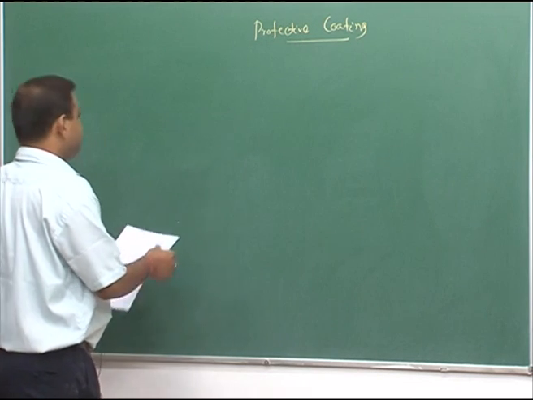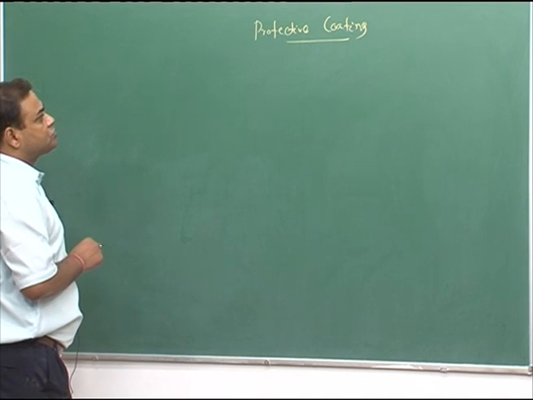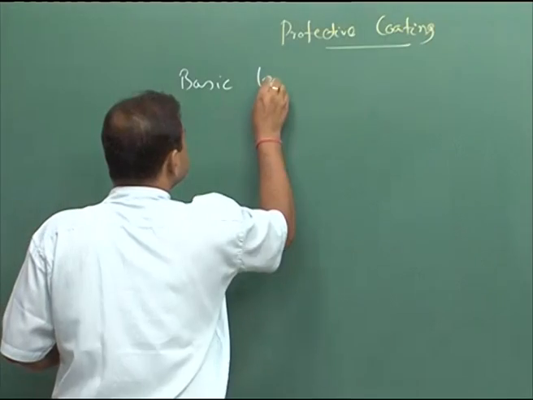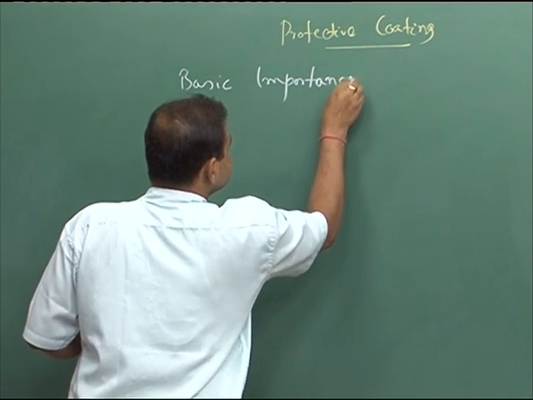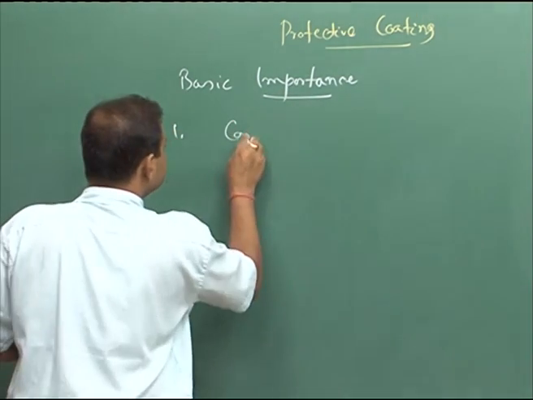So, the basic importance of coating with respect to corrosion improvement, corrosion resistance: one is that it should improve the corrosion resistance.